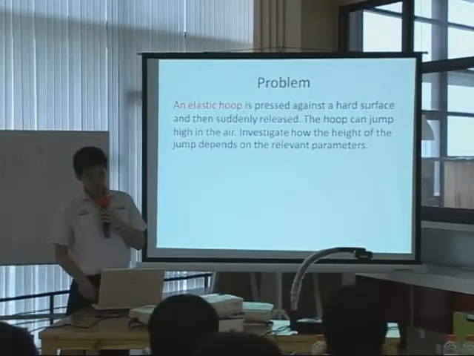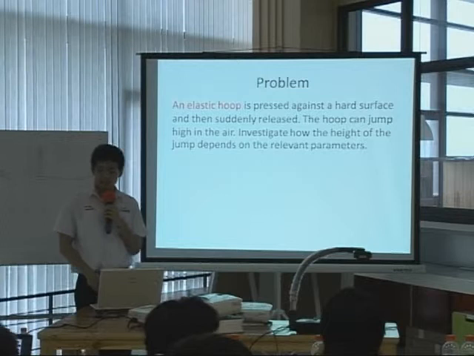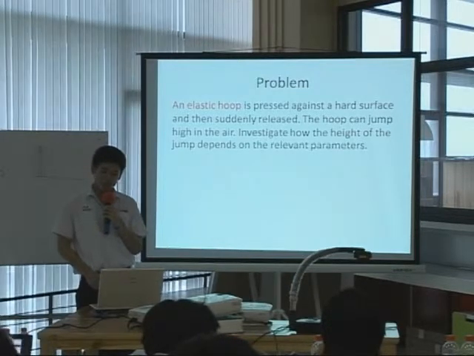And the problem says: an elastic hoop is placed against a hard surface and then suddenly released. The hoop can jump high in the air. Investigate how the height of the jump depends on the relevant parameters.